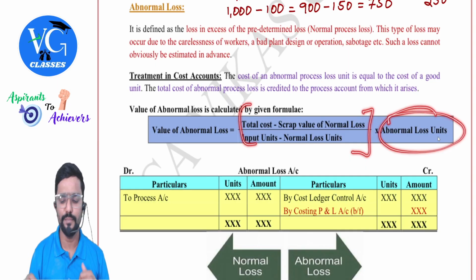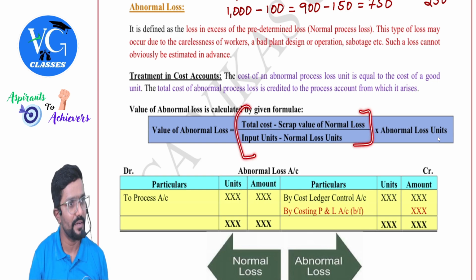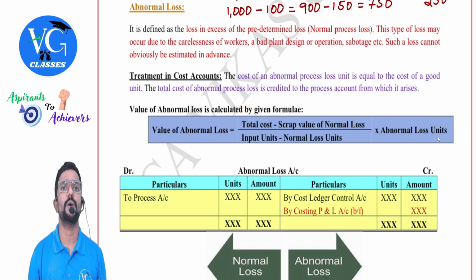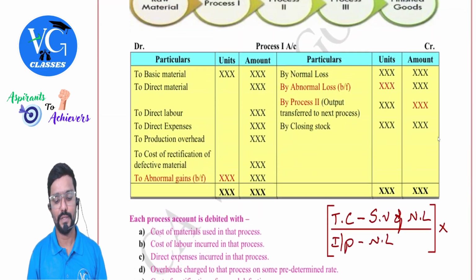Abnormal loss units. That's simple. What do you get here? Cost per unit. Multiply it with abnormal loss units. You got it? Yes. Now coming back to this.